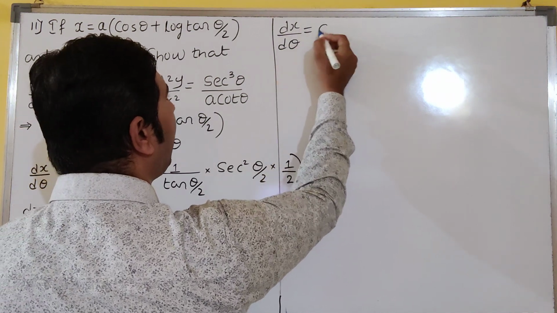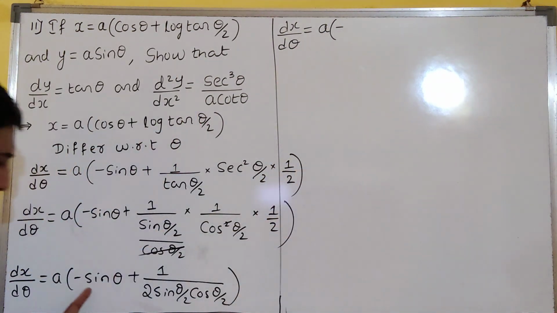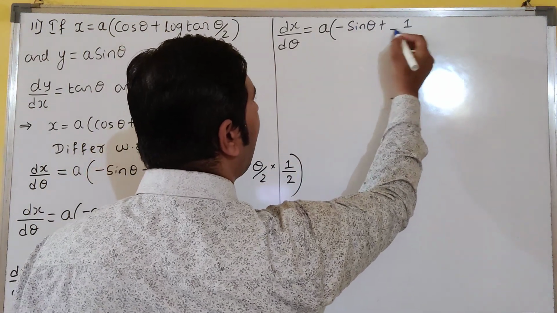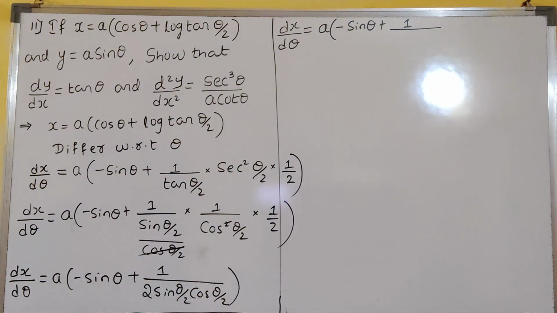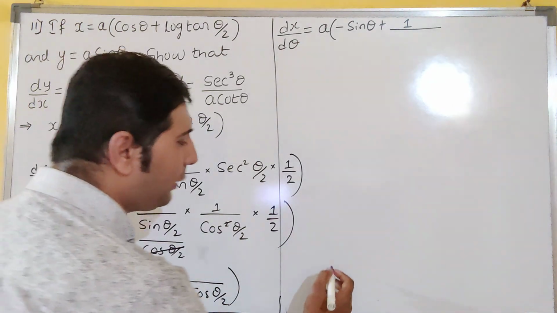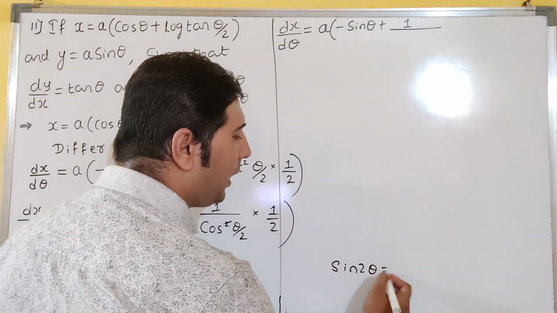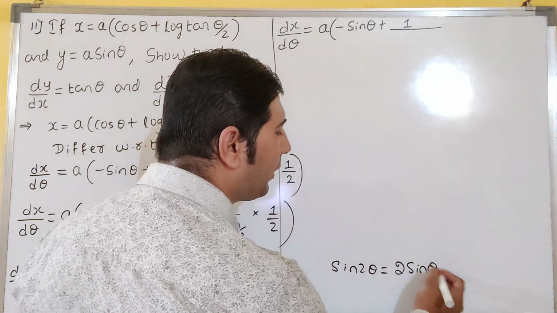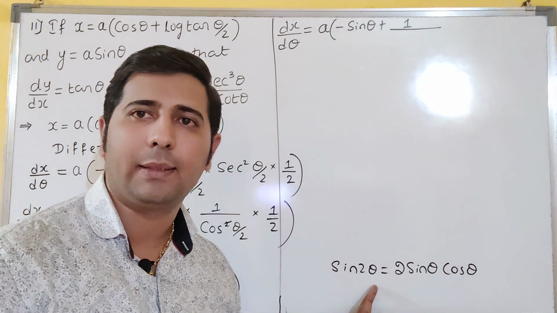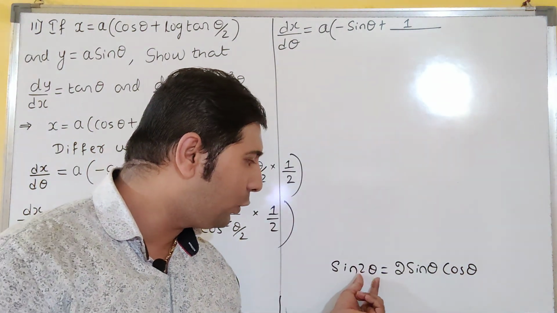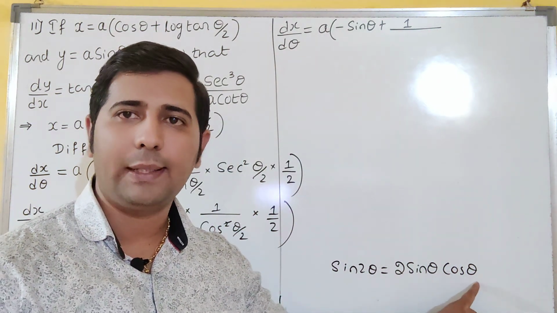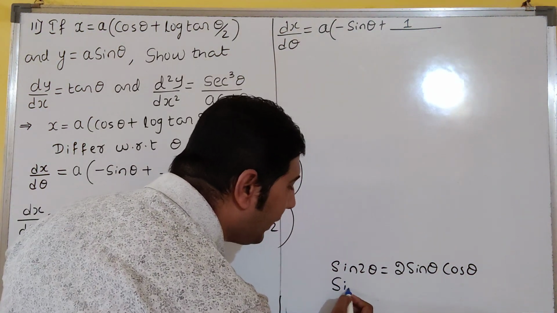Dx by d theta is a into minus sine theta, I will write it as it is, 1 divided by. Now try to understand, dear students. Here many of you will go wrong. 2 sine theta by 2 cos theta by 2. Can you remember sine 2 theta? Sine 2 theta is what? 2 sine theta cos theta you will write. Correct? So here, 2 theta is there, which means 2 times half is how much? 1. 1 theta you have written or not? 1 theta and 1 theta. So here only you can keep 1.